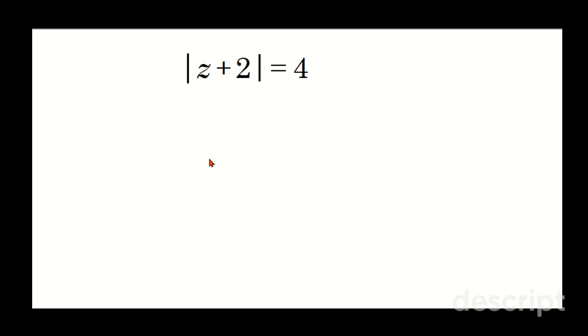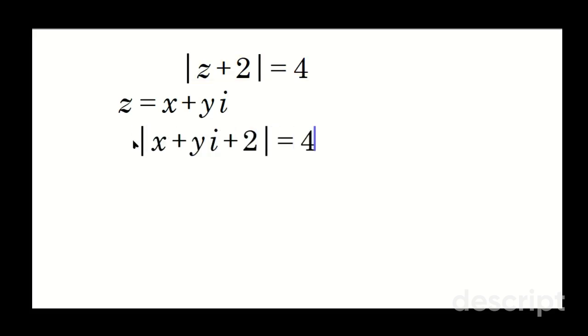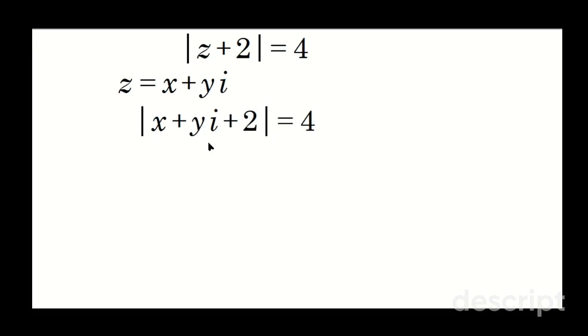Let's convert this to rectangular form. So first thing we have to do is remember that z is equal to x plus yi. You have to plug that in for this z here. So you will say x plus yi plus 2 equals 4, just replacing z with its equivalent.